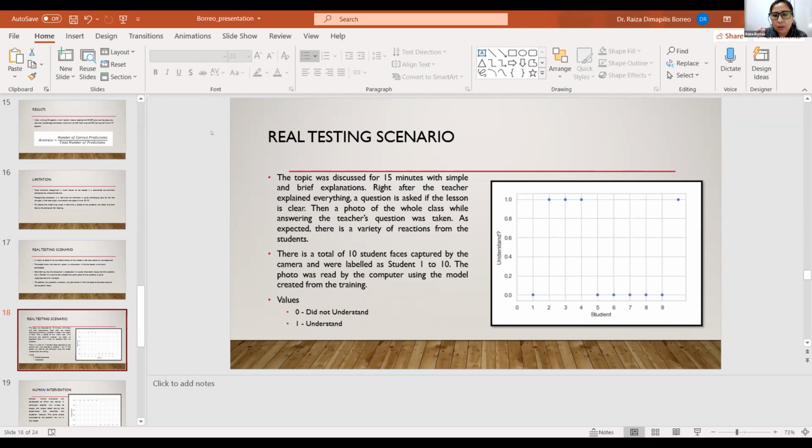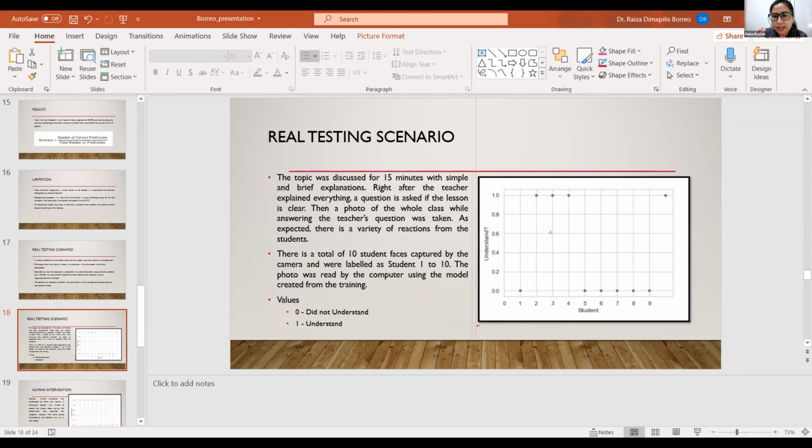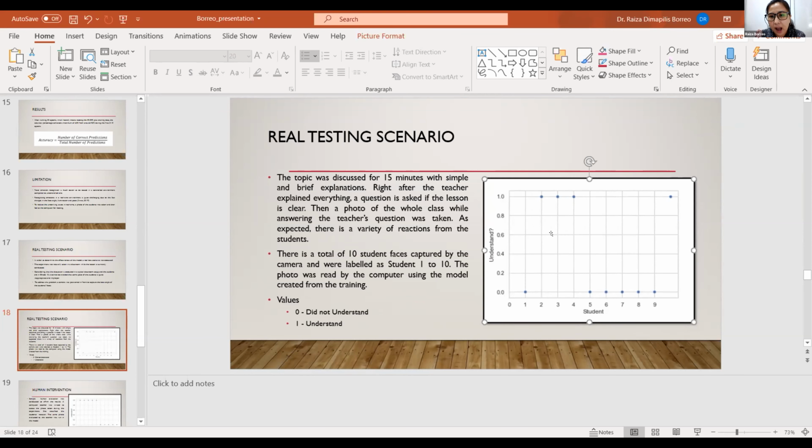This image interprets how the model analyzed the facial expressions of the students. As you can see, on the x-axis are students labeled 1 to 10, and on the y-axis you have 0 and 1. 1 means understand and 0 means did not understand. In this case, the model analyzed that there are 4 students who understand and 6 students who did not understand.